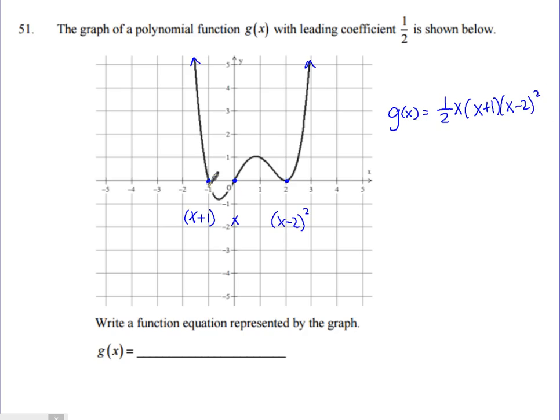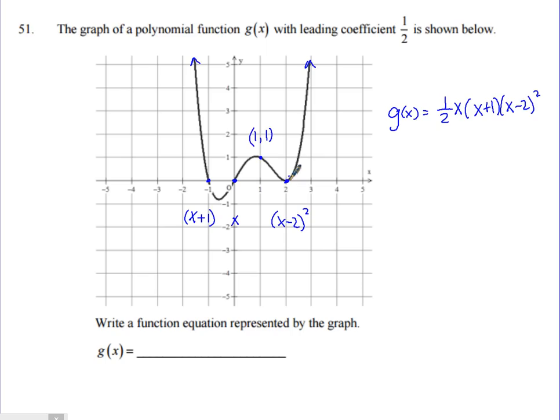Now, is there a value I can check? I could check 2. At 2, we should get 0. Well, that's a pretty simple one. Maybe, is there another one we could check? I'm not sure if this is a point, but I feel like (1, 1) is potentially a point. Let's try that.